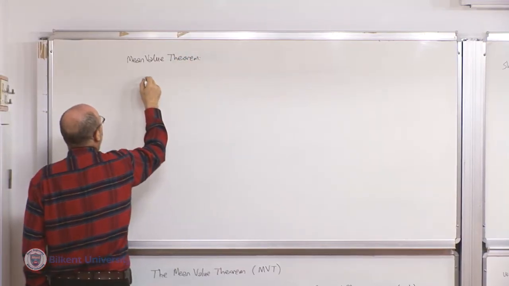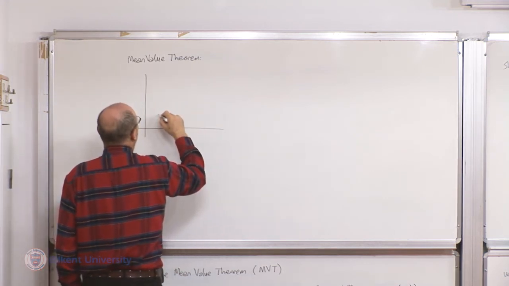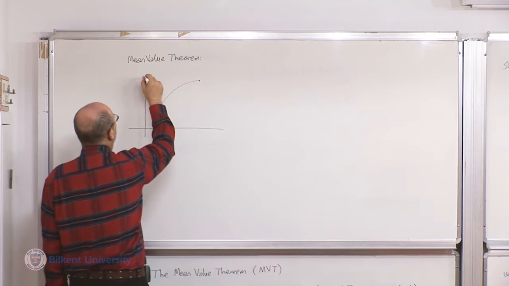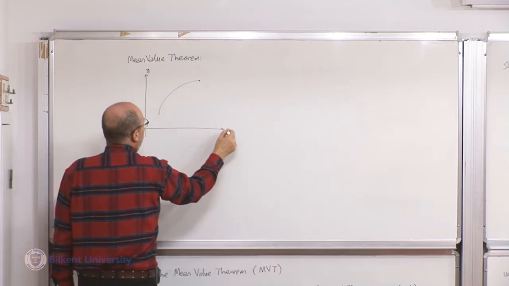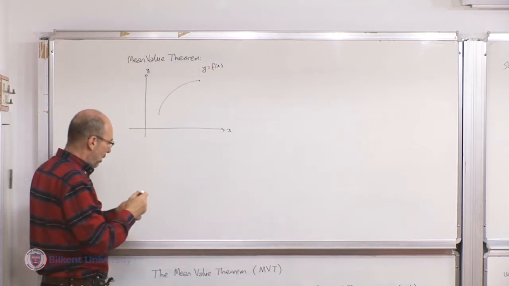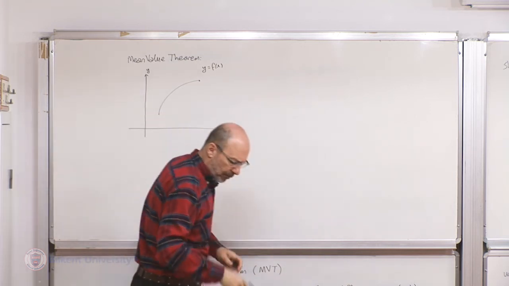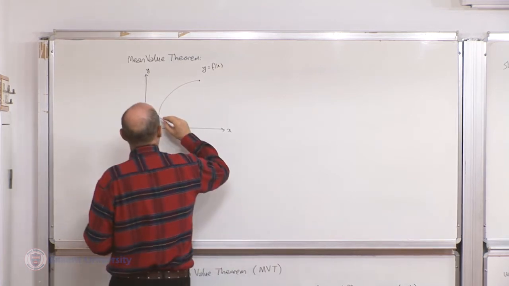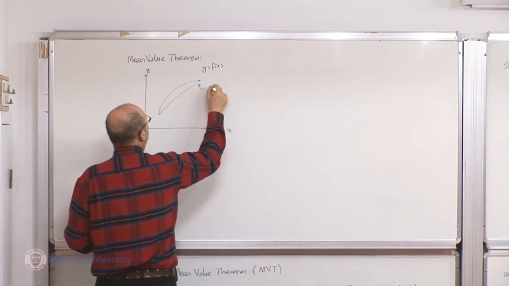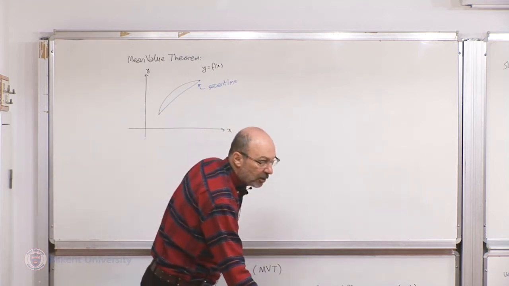Let us first look at this thing geometrically. Okay, so we have a function. Now I want to exaggerate this so that the picture will be nice. Okay, so this is the function y equals f of x. And I consider the secant line from here to here. Okay, so I consider this secant line. Now I consider tangent lines.